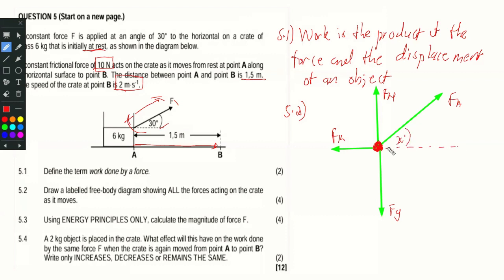So, but then it's not necessary. Okay, then now we have how many marks? 6 marks, 6 out of 12. That's 40% at this point, right? So note that we are collecting marks. Then using energy principles only, calculate the magnitude of F.